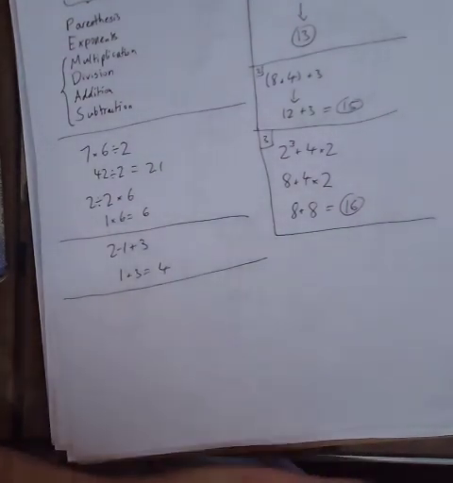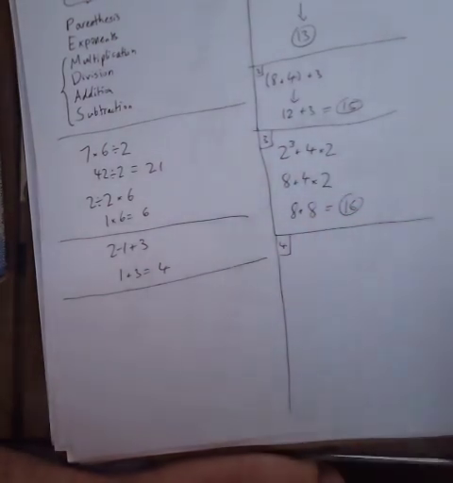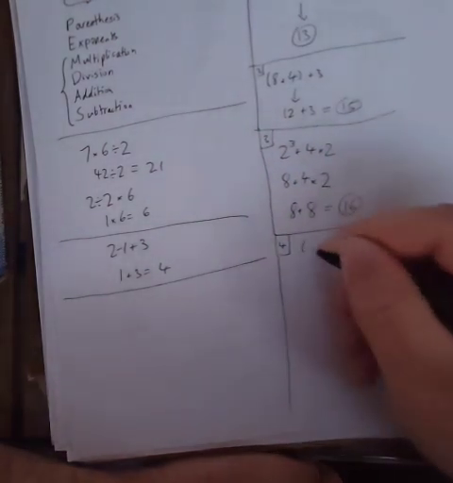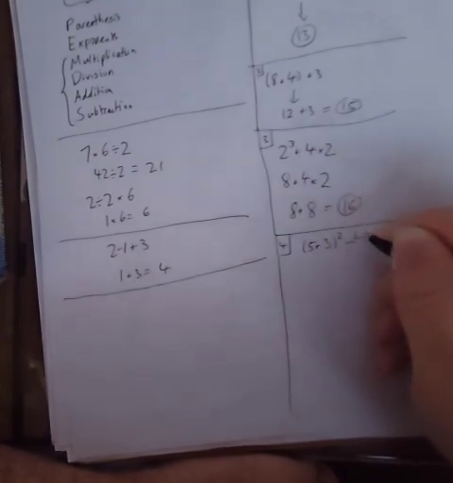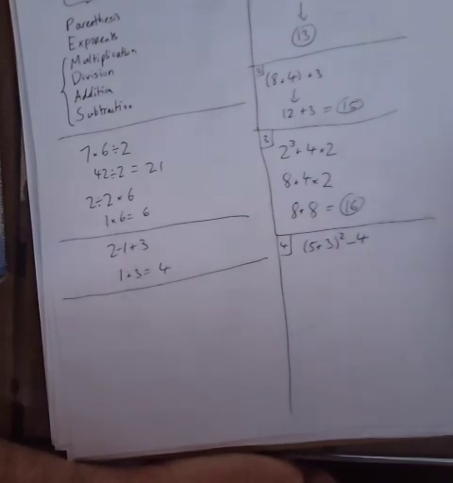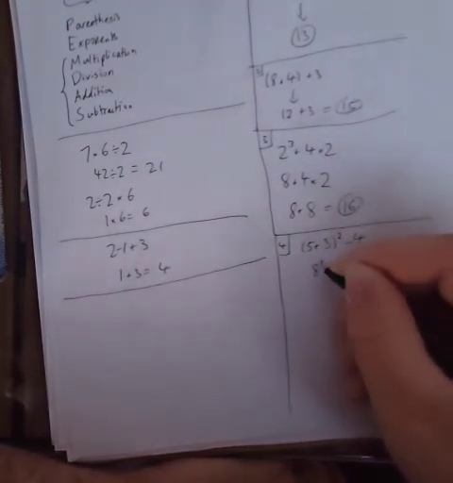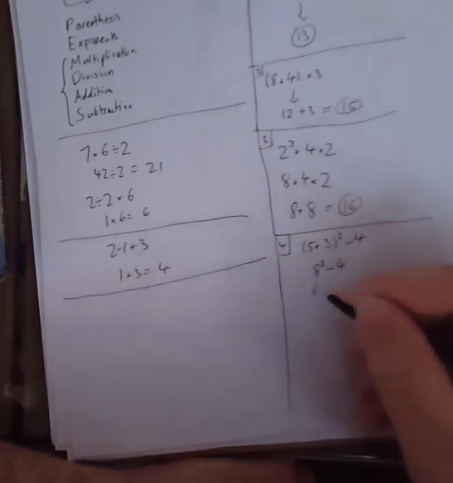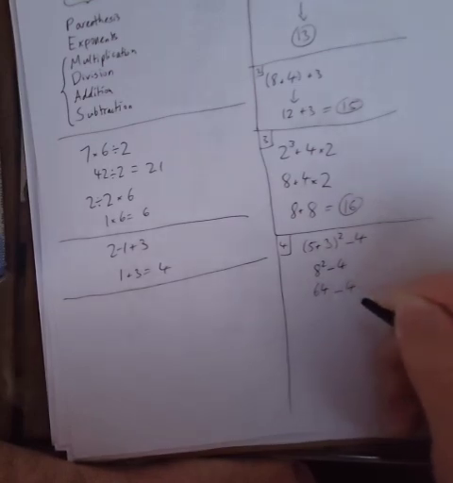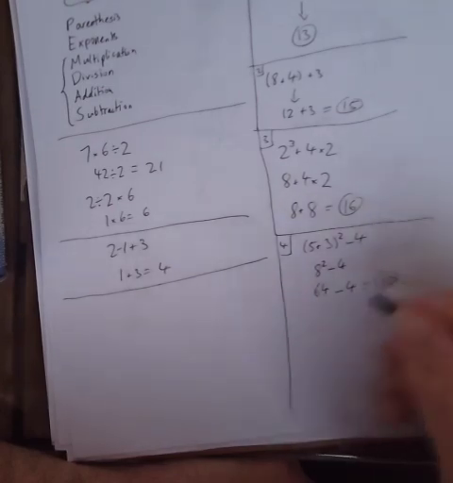Okay, so let's do another example, a little more difficult one. 5 plus 3 in parentheses, squared, minus 4. Are there any parentheses? Of course there are. 5 plus 3 is in parentheses, and 5 plus 3 is 8. Are there any exponents? Yes, 8 squared, 64. Now the only operation left is subtraction, so we do 64 minus 4, and that's 60.